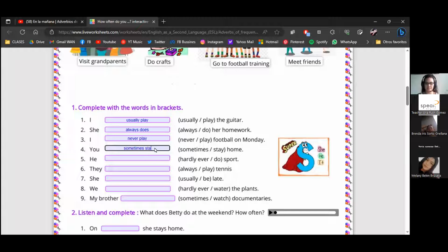Ok, quiero escuchar a Melanie con la número 5. Ok, Melanie, number 5. I think it is. He hardly ever sport. And the verb, he hardly ever, and the verb. Ok, ajá, ok, he hardly ever. Sport. El verbo, the verb.